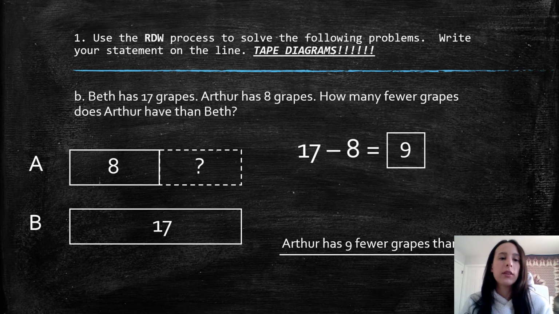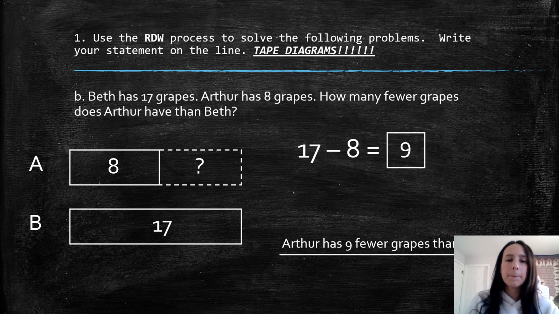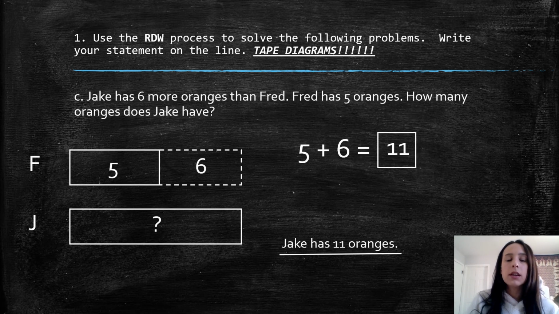Now we're on number 1, letter B. So again, another tape diagram. Pause the video here to check your work. Now letter C. I have our tape diagram, all of our answers, and then pause the video here to go over your work, and then we're going to go on to number 2.